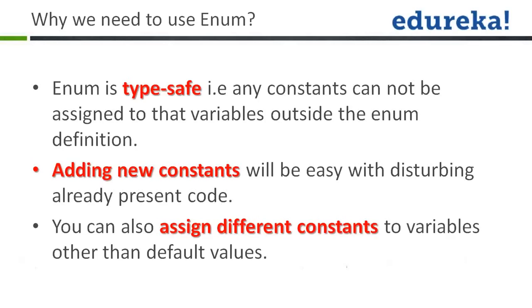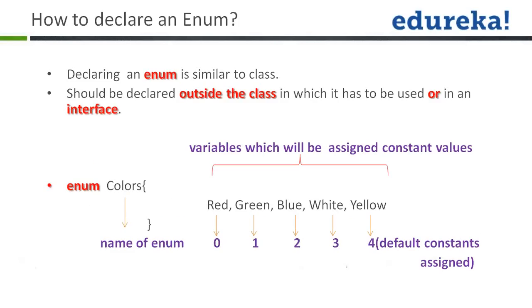Finally, you can assign different constants to variables other than default values, right? Let's see how to declare an enum. Declaring an enum is quite similar to a class. The way you declare a class, similarly you declare an enum. It should be declared outside the class in which it has to be used, or in an interface. Or you can make the entire enum a different class, okay?